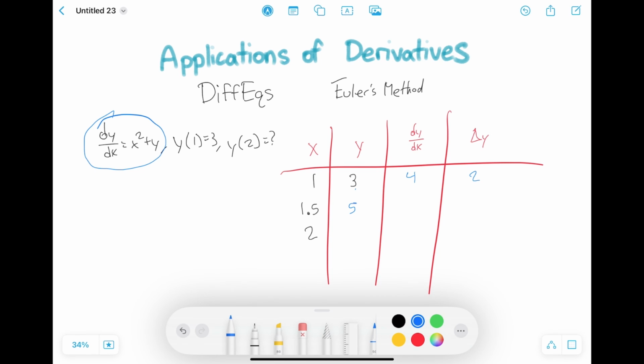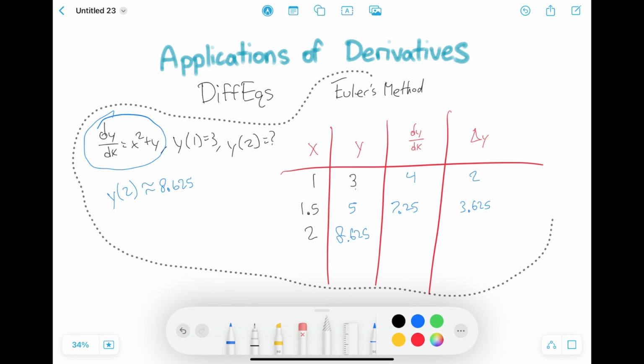So 1.5 squared is 2.25 plus 5 should be 7.25. Half of that would be 3.625. Add this here, and we get 8.625. So then we can say that using Euler's method, y of 2 is approximately 8.625. And obviously if we make our step size super small, like let's say 0.001, we would get very, very close to the actual value if we just took the actual function and plugged it in.